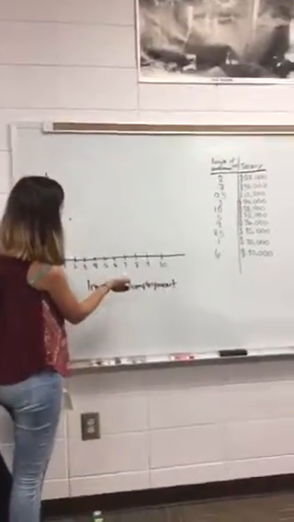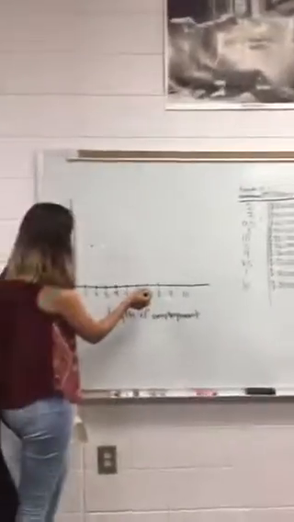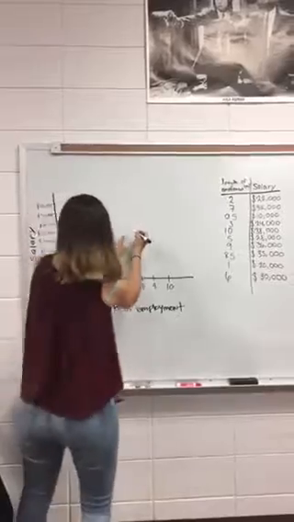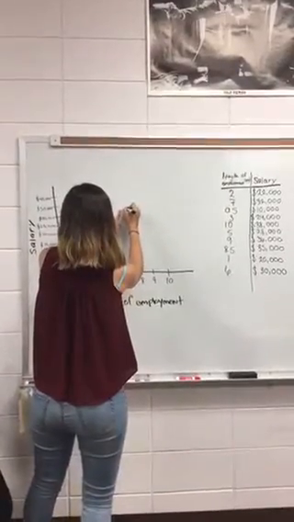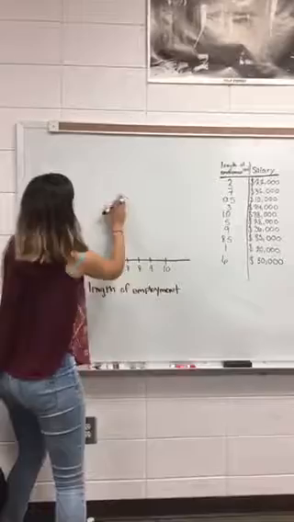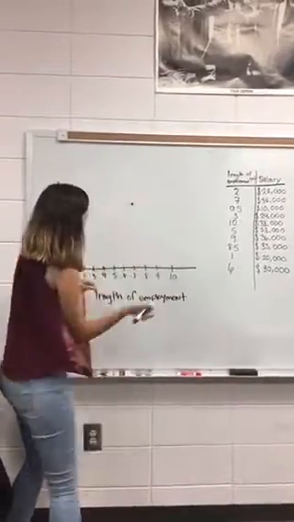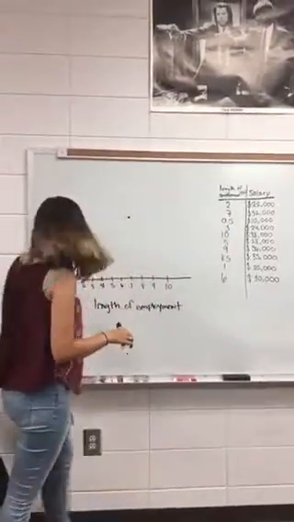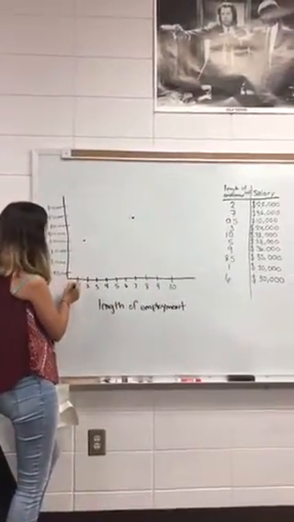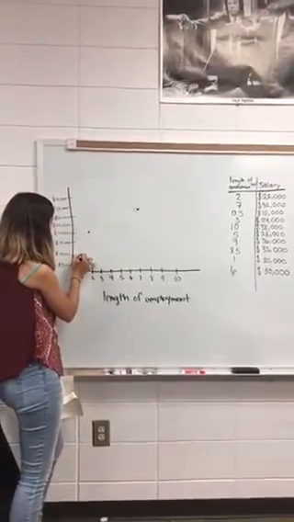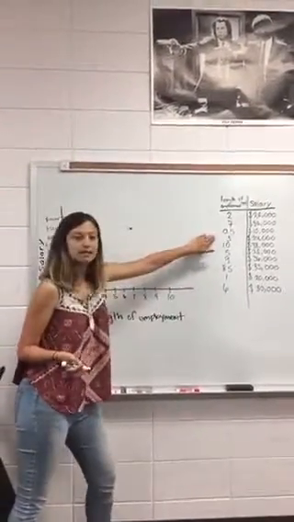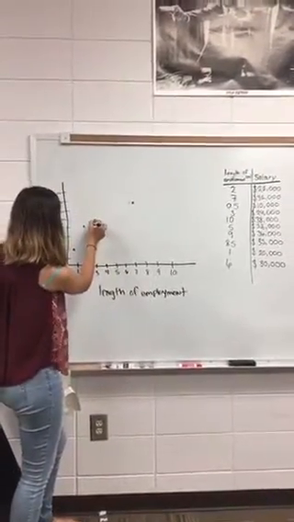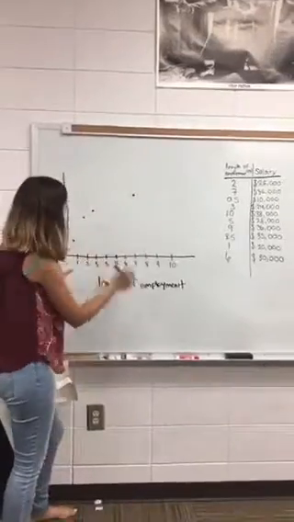Okay, so we go up here to 7 years, and we go to about right here. Maybe a little bit lower than that, I think. And then this employee's only been working for half a year, and so they're going to pull out right here, and they only make $10,000 a year. And then the next employee has been working 3 years and makes about $24,000 a year. So we're going to put him about right there.